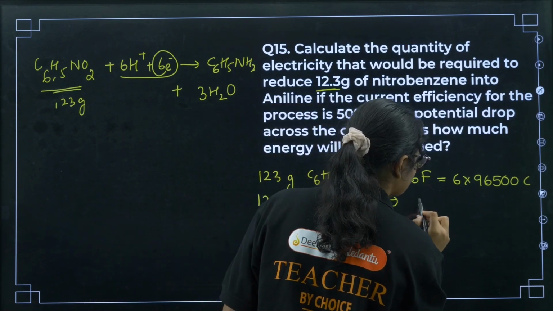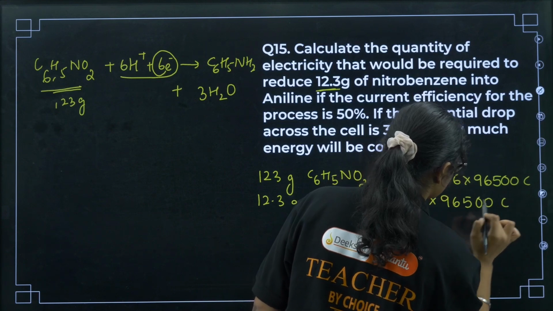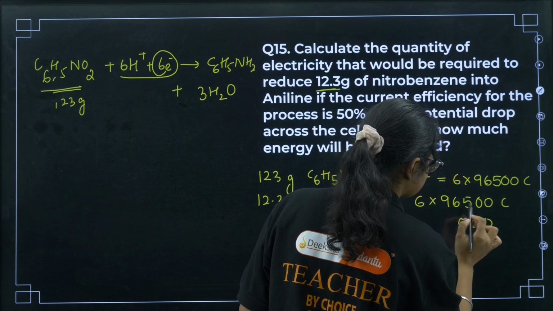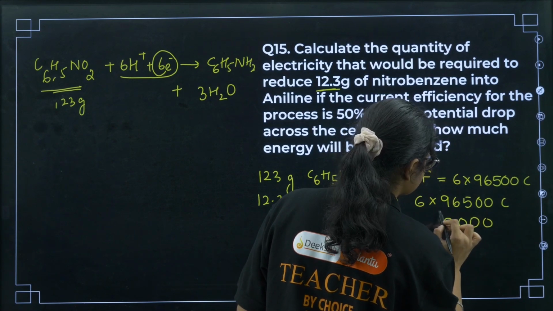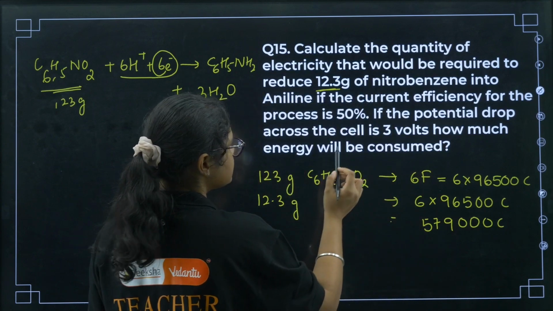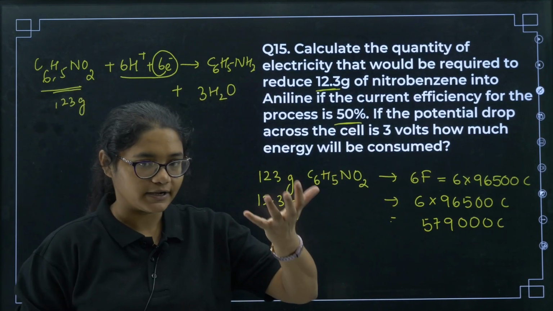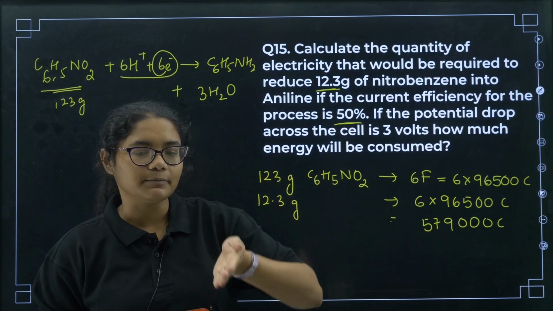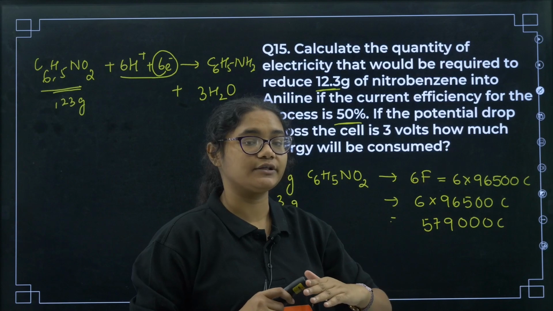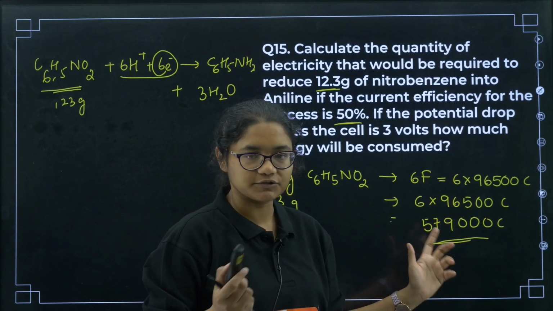So if I solve it, it will be 6 into 96500 coulombs. Let me solve it: 6 5s are 30, 6 6s are 36 plus 3, 39, 6 9s are 54 plus 3, 57. This much coulomb. But now here you see that the current is only 50% efficient. Means however much current you give, the charge it delivers will be half of that. So if I want this much coulomb, the charge that I should give should be double of that, because it will reduce by half and then this much charge will be delivered.